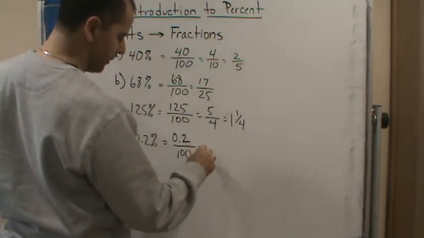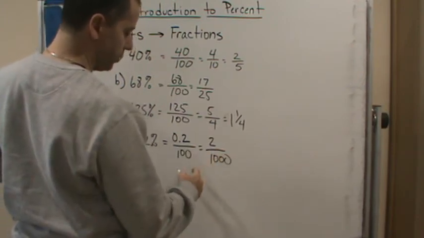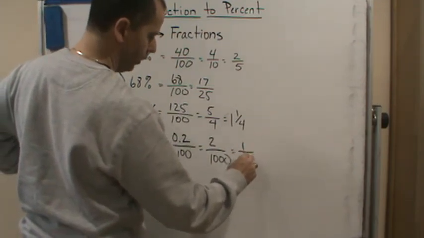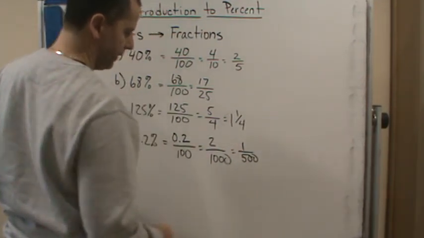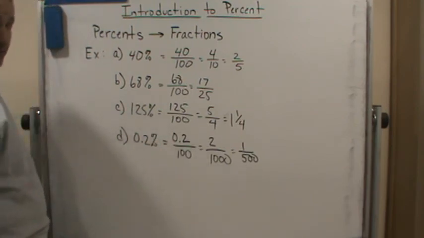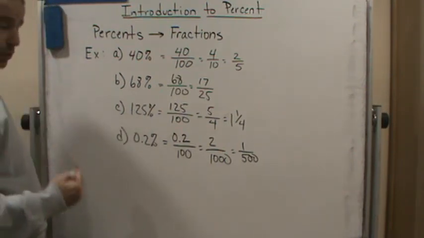So if I multiply the top and the bottom by 10, I get 2 over 1,000, which is reducible because I can divide the top and the bottom by 2, which gives me 1 over 500. And that's the answer. Now, I could have just multiplied the top and the bottom by 5 and been done with it. But again, as long as you get to the reduced answer, you're fine.